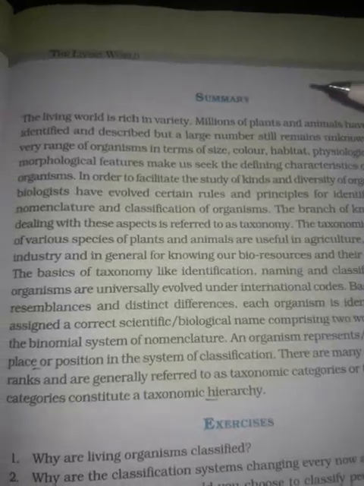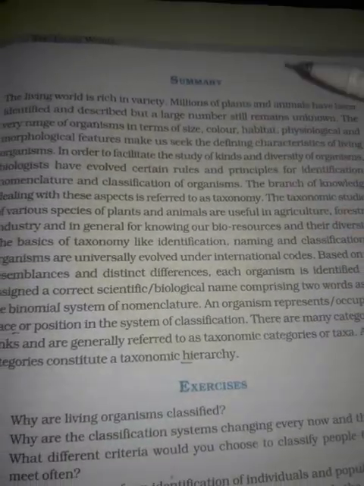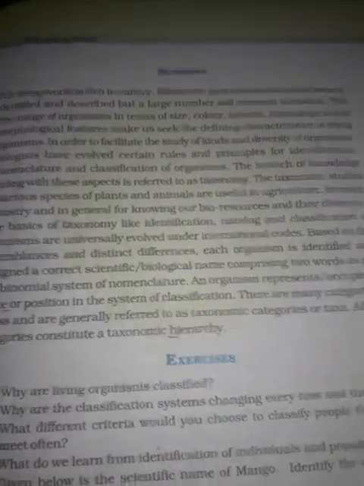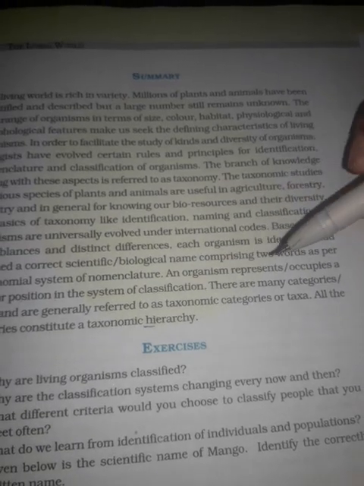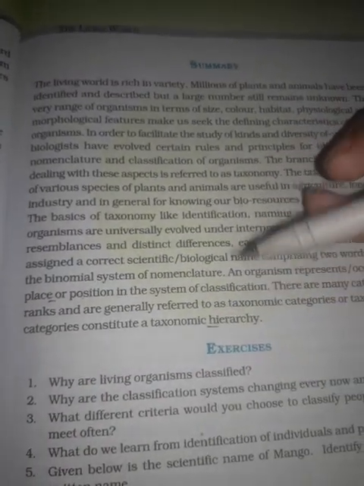We'll see the summary. Like 1.7 to 1.8 million diversity, right? Then all the categories constitute a taxonomic hierarchy. An organism occupies a place or position in the system of classification.